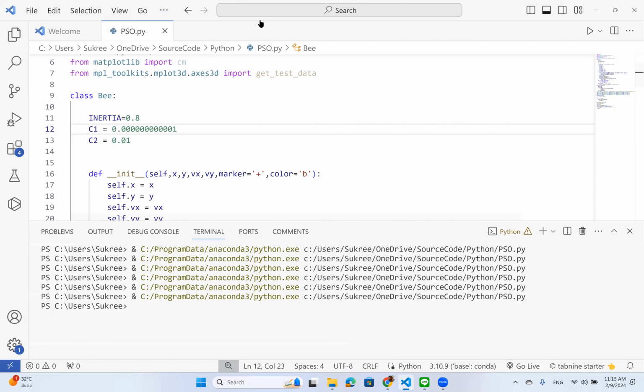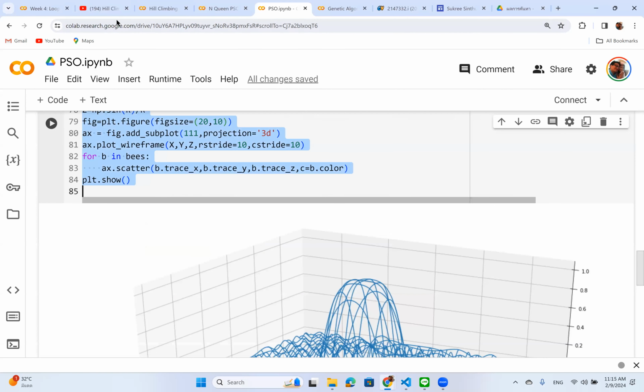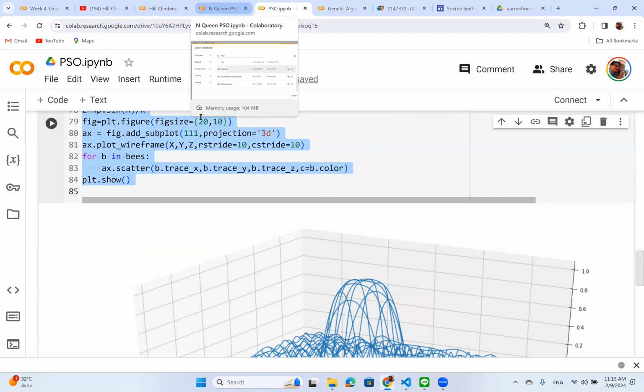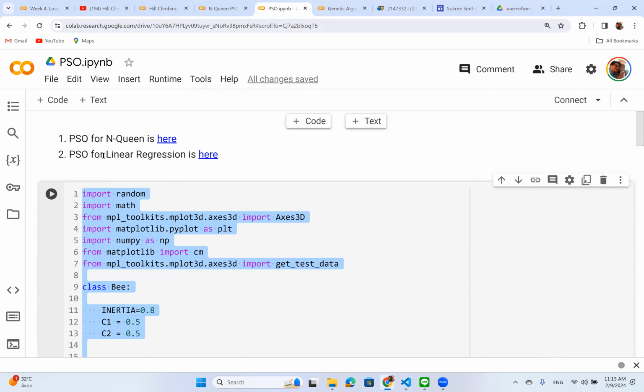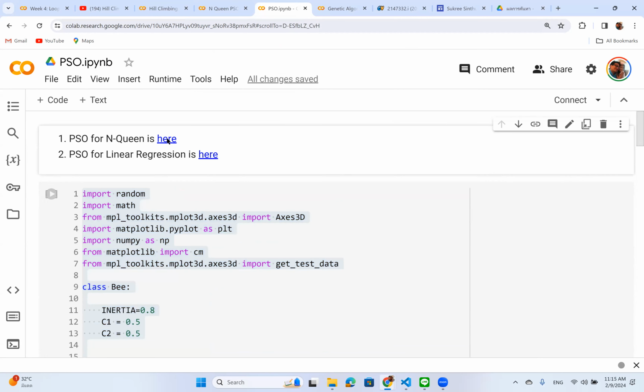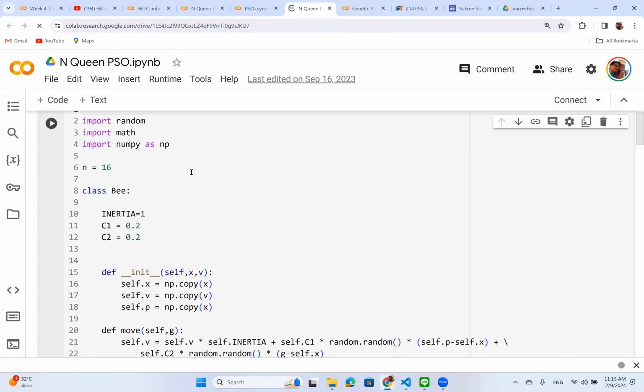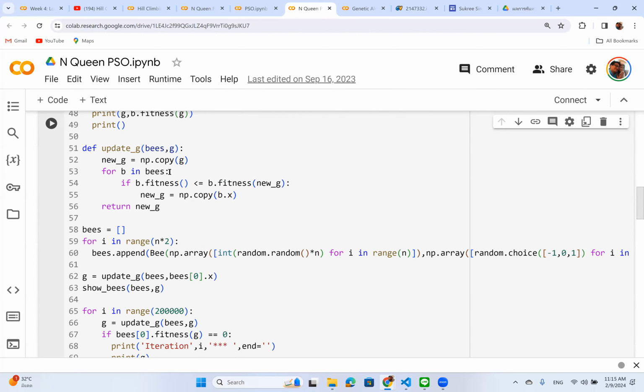Okay, for the particle swarm, do you have any questions? You can try to run it by yourself. I've already written the code here. And I have the particle swarm for n queens and particle swarm for linear regression also. This one is particle swarm for n queens.